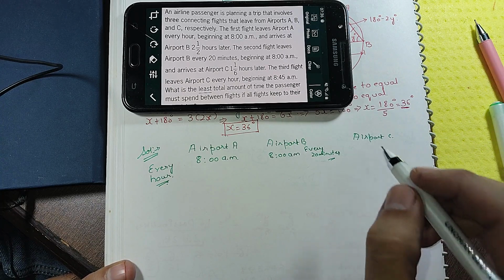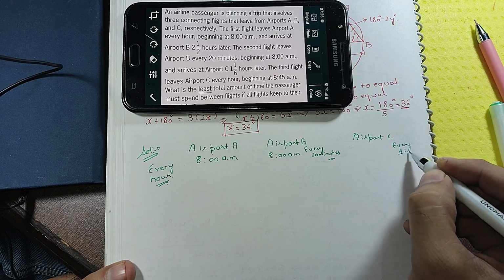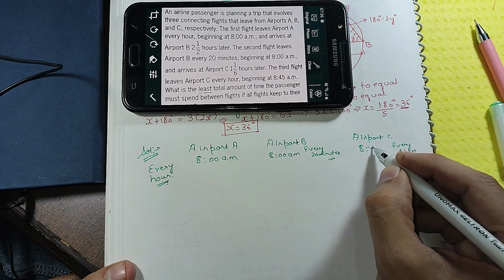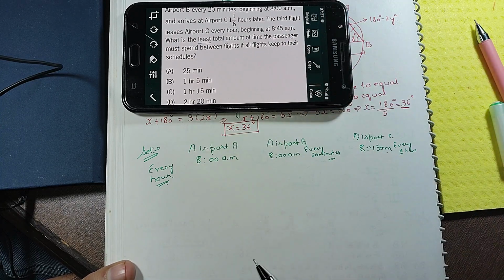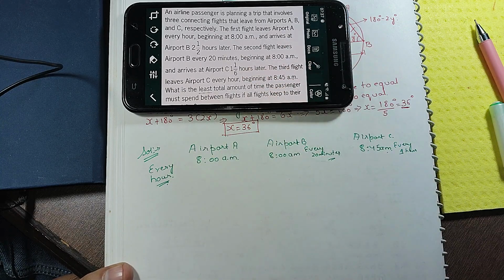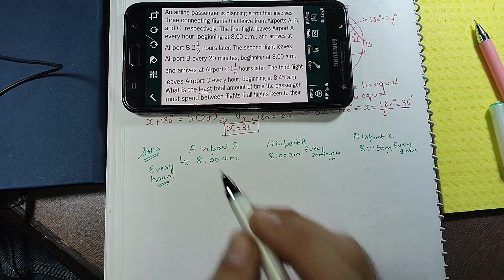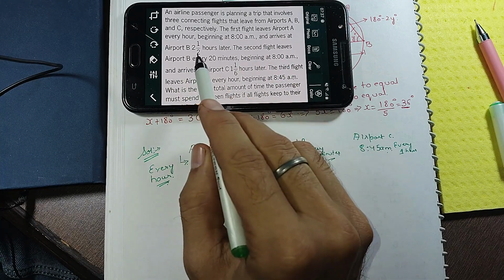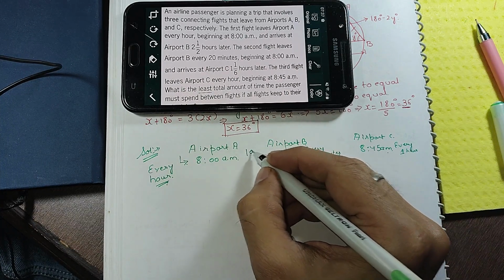The third flight leaves airport C every 1 hour. So every 1 hour a flight is leaving, and it's beginning at 8:45 a.m., right? What is the least total amount of time the passenger must spend between flights if all the flights keep to their schedule? So this is the question. Very interesting question, very good question. Now the passenger will board this first flight from airport A, right? Now it arrives at airport B 2.5 hours later, so it will reach this airport at 10:30 a.m.